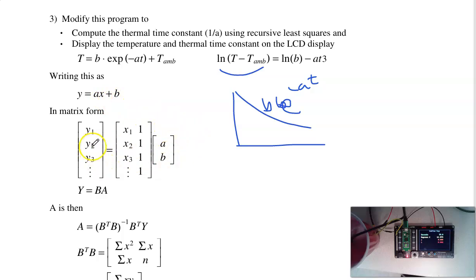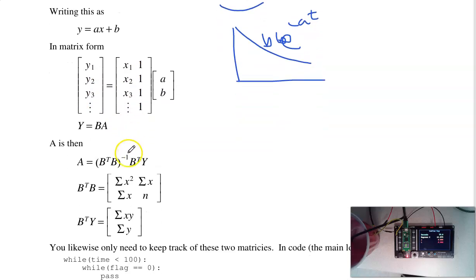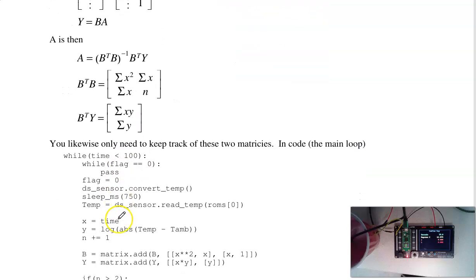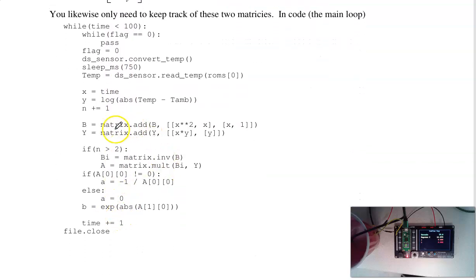If I set this up as matrix Y, matrix B, I can do least squares curve fitting. A is B transpose B inverse B transpose Y. B transpose B is this matrix. B transpose Y is that matrix. So in Python, I can set up the B matrix, take the previous solution, add to it x squared, x and 1, where x is time. My Y matrix is x times y. Y is the log of T minus T ambient. T ambient is the temperature that I measured.